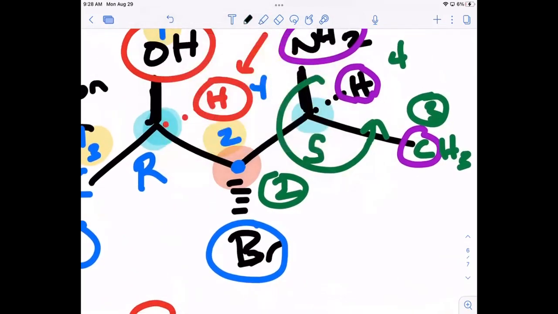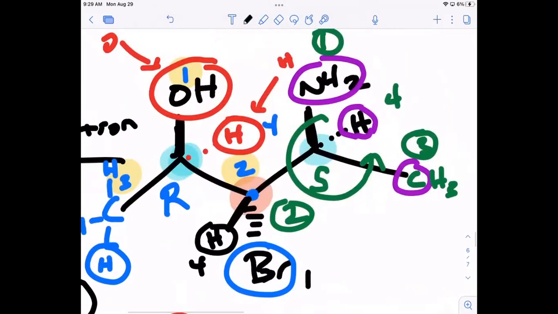I don't have it shown, but if bromine is on a dash, which direction is the hydrogen pointing on that carbon? If the bromine is going back into the page, that's what the dash line means, which way is the hydrogen pointing? Towards us, on a wedge. Wedge. Good, excellent. So there's a hydrogen there, so we know that's going to be 4. We know this is going to be 1. Now the question is, what's 2 and what's 3?